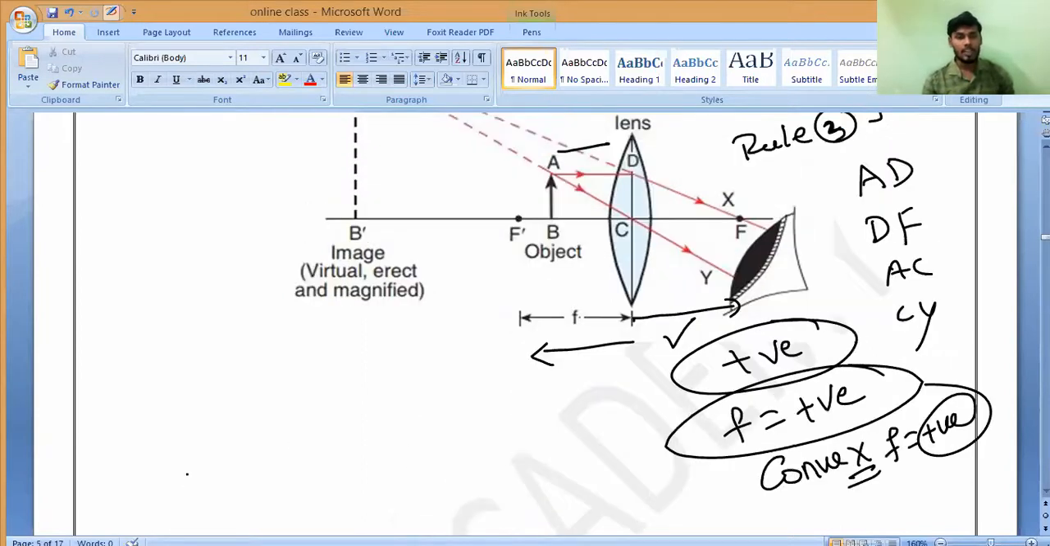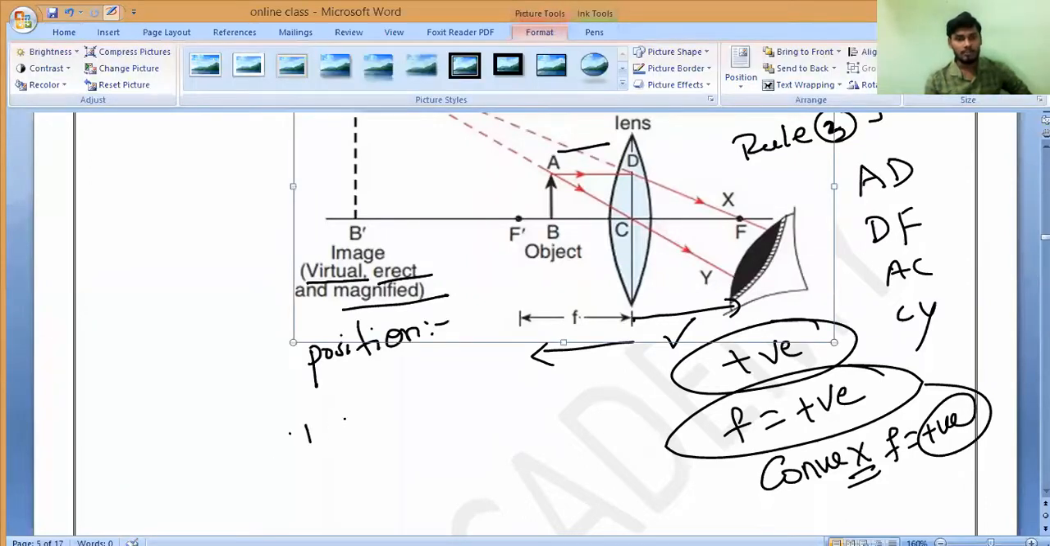Okay, sir. So what are the characteristics of the image formed here? Write it in the image itself, no need to write it separately again. What are the characteristics? Virtual image, erect and magnified image. What is the position of the image? You can write here: position, behind the lens, in front of the object. In front of the lens.